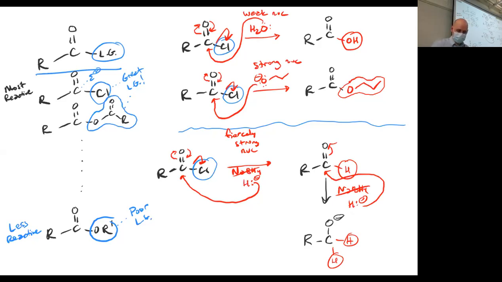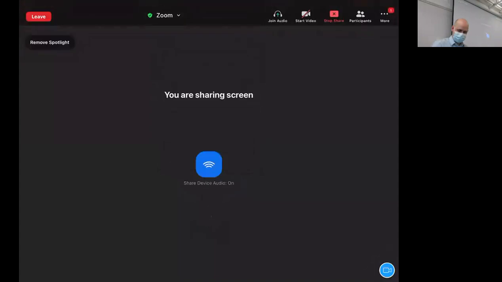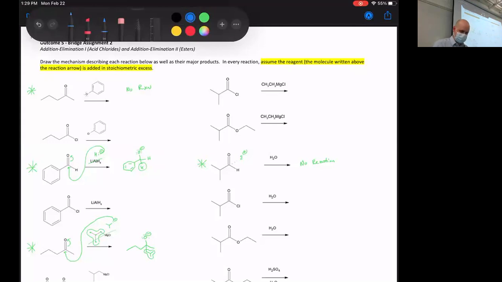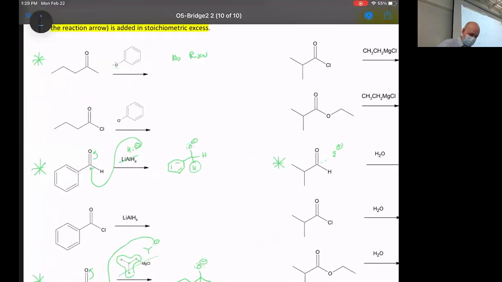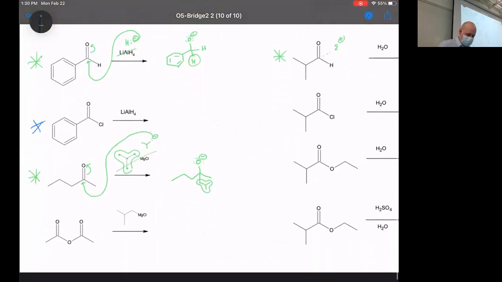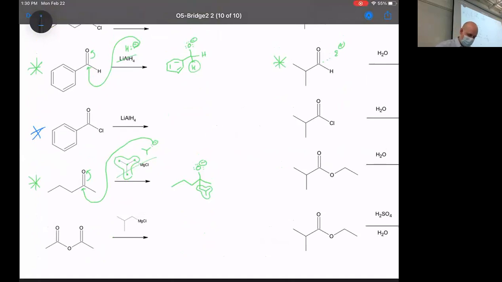All right, so let's look at how those fit into our bridge assignment. Share screen. All right, we'll do these in blue. So here is an acid chloride. We'll do that one. Here is an acid chloride. We'll do that one. This is an anhydride down here at the bottom. So what we can do is just imagine that this whole part here on the right is just like a chlorine. So this will react in the exact same way.